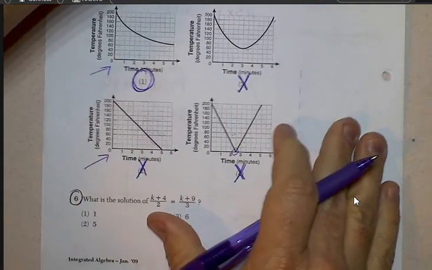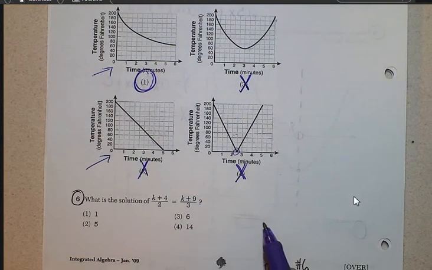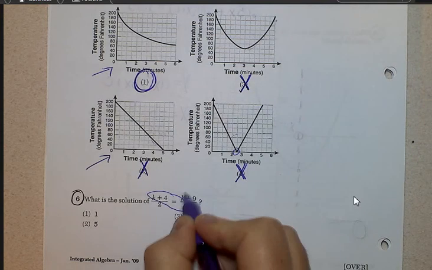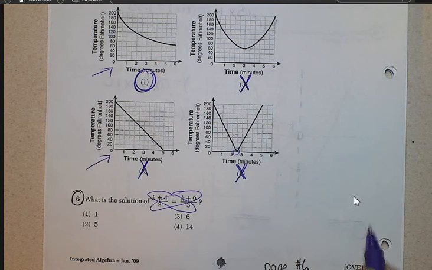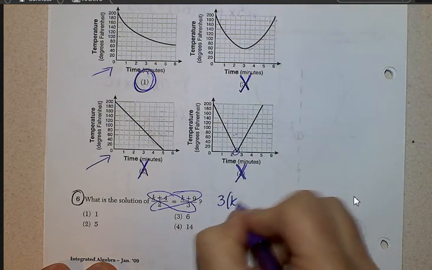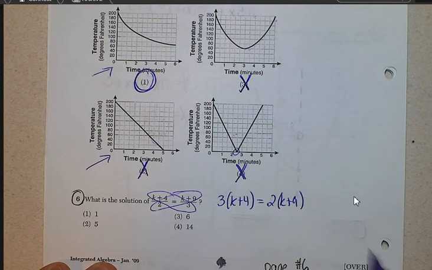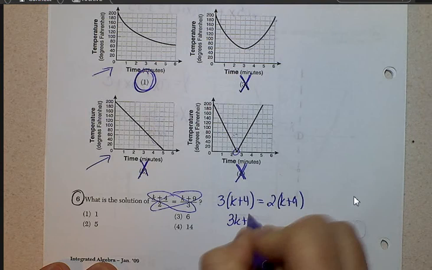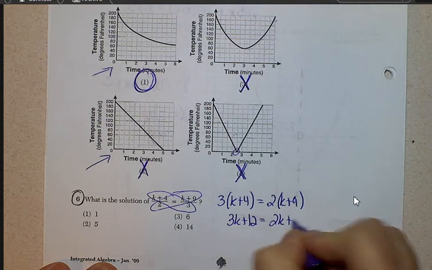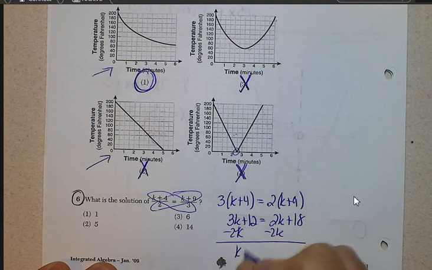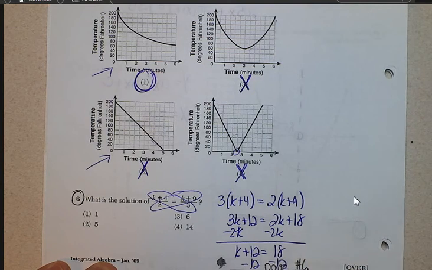Question number 6, we have a proportion, and in this proportion we are going to solve for k, and when we deal with a proportion we simply have to cross multiply and set the results equal. So it's 3 times k plus 4 is equal to 2 times k plus 9, and then when we distribute we get 3k plus 12 is equal to 2k plus 18. Subtracting 2k from both sides, we get k plus 12 is equal to 18, and then subtracting 12 from both sides, we get k is equal to 6. And that's going to be the solution.